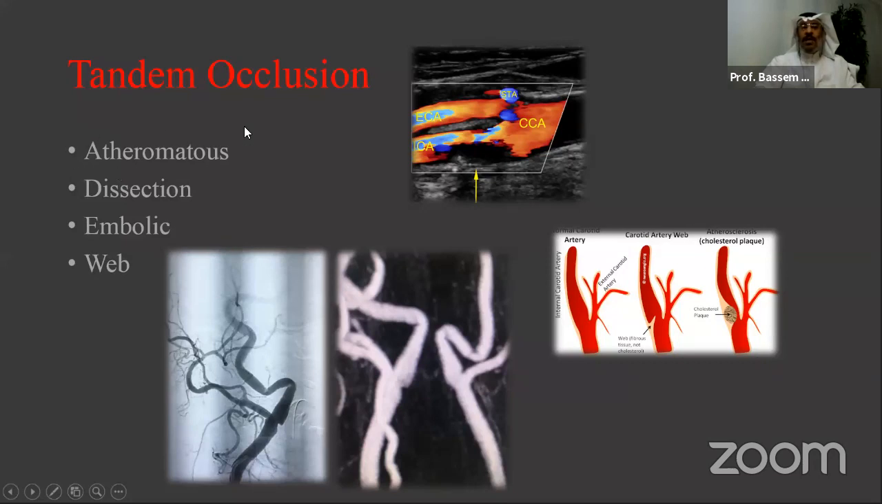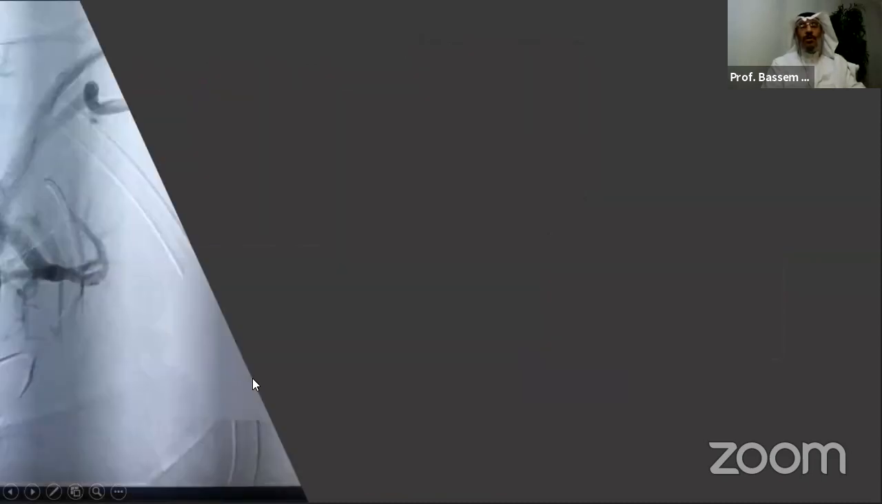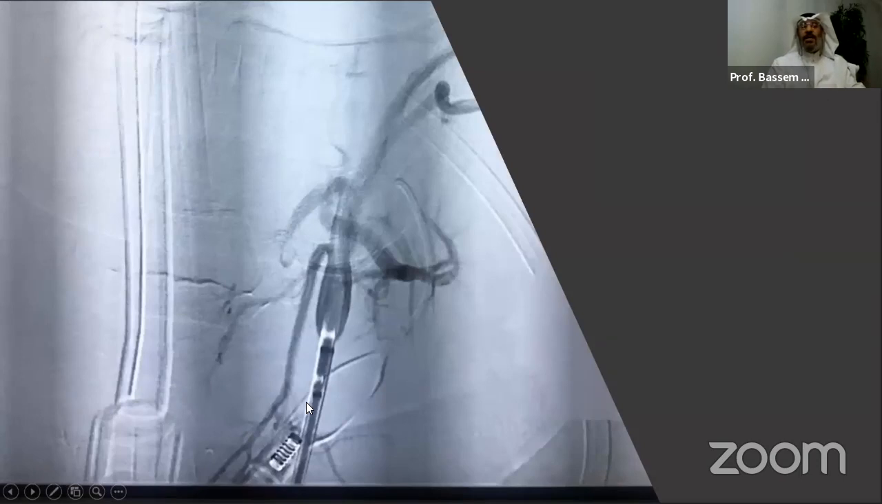Are you dealing with an atheromatous atherosclerotic cervical stenosis or a dissection, which we see from time to time, especially in the young age group, or are you dealing with a mega embolus from the heart that occluded the origin of the internal carotid artery from the common carotid, or the more rare, subtle, and mostly missed situation, which is the carotid cervical web. So you have to be very specific in defining what is a tandem occlusion in this specific patient.